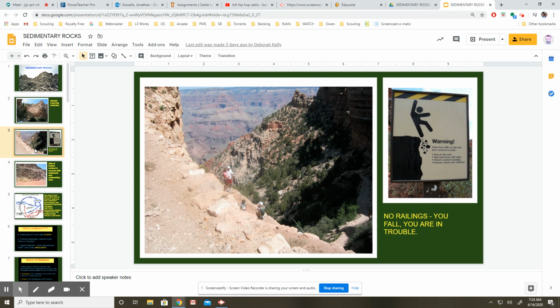Another picture here giving you a better idea of that layering. You can see in the background all these different layers of rocks. There's tans and reds and grays that make up the Grand Canyon walls.